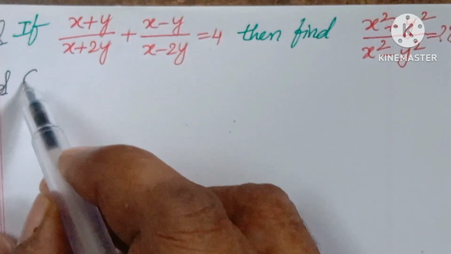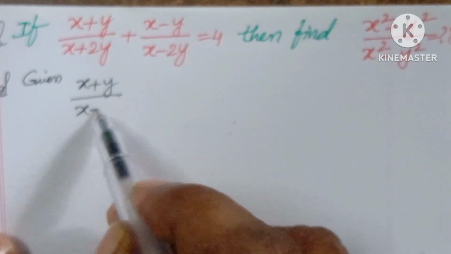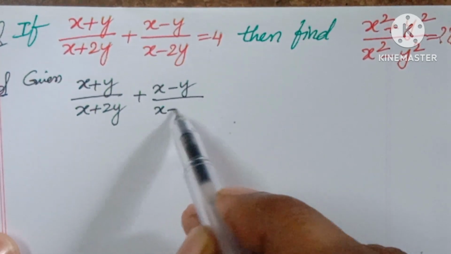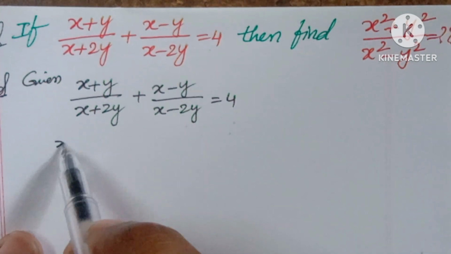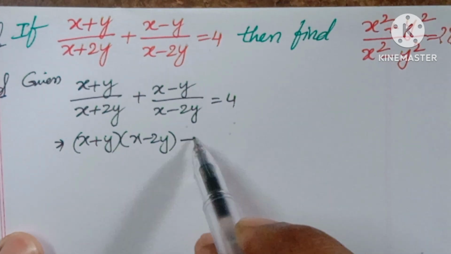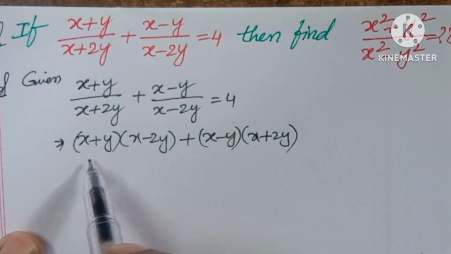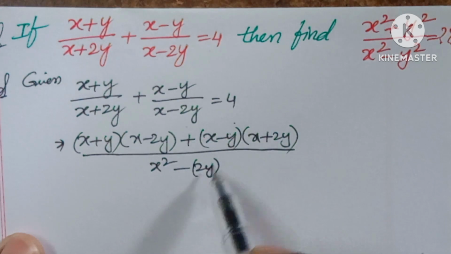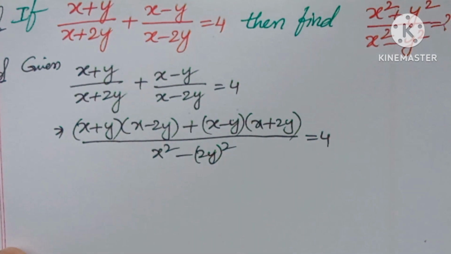So here, first of all, given (x + y)/(x + 2y) + (x − y)/(x − 2y) is equal to 4. Now, if you cross multiply here, what you'll get? (x + y)(x − 2y) + (x − y)(x + 2y) over (a + b)(a − b), that is x² − (2y)², is equal to 4. So, what you'll get now?